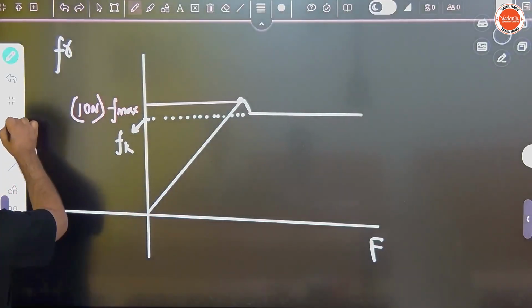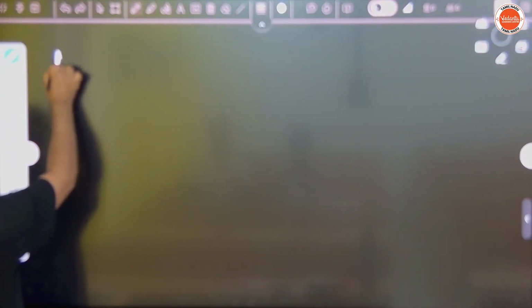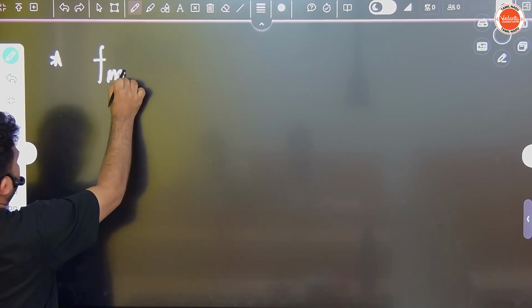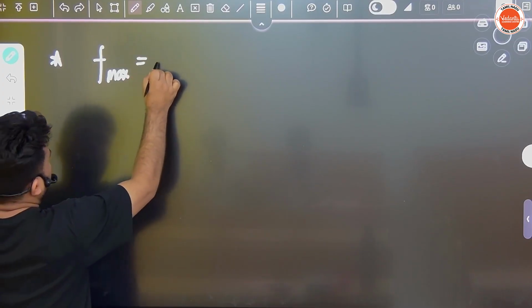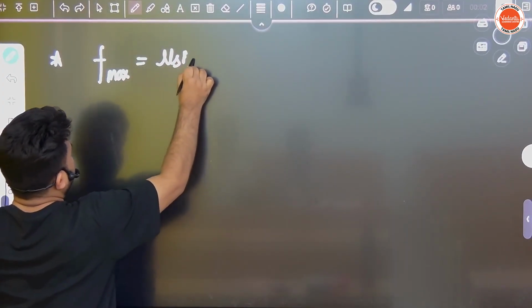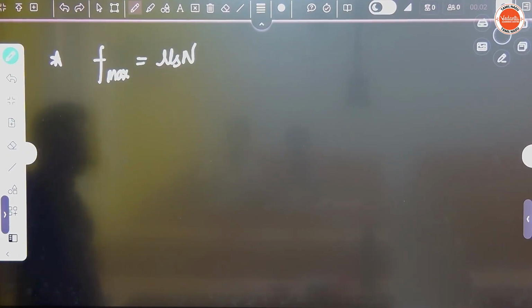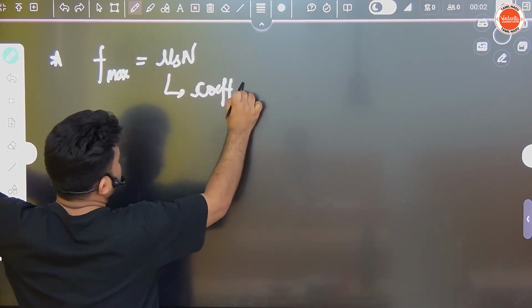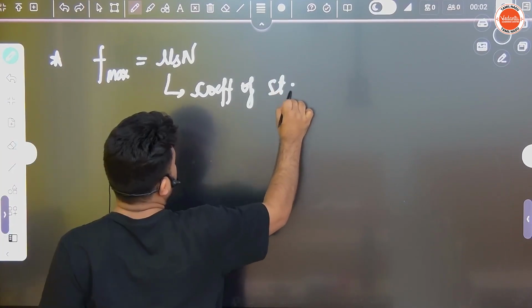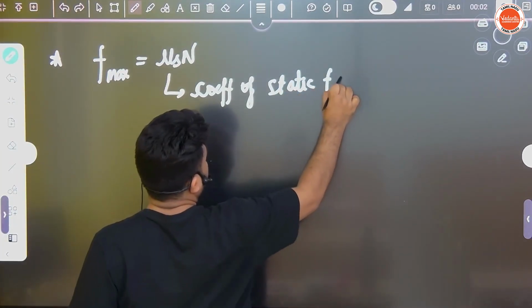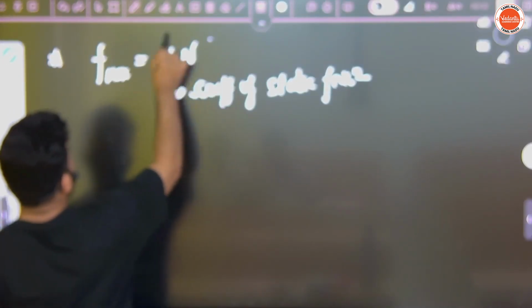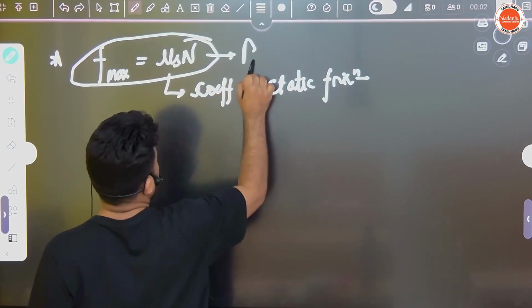So see, what I am saying, one thing you need to remember, the friction maximum formula. Always remember, directly I am writing mu s into N. What is N? Normal reaction. And what is mu s? Coefficient of static friction. This is the maximum friction. Means here the body is at rest. Here the body is at rest.